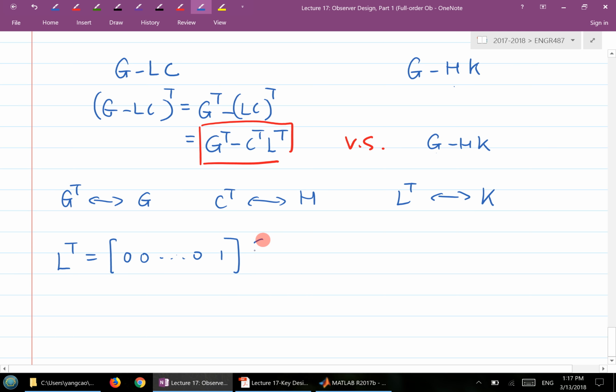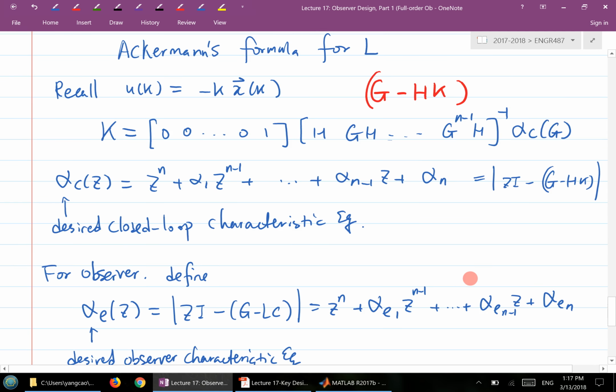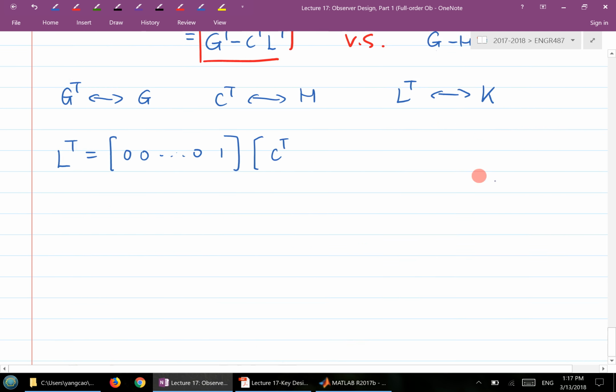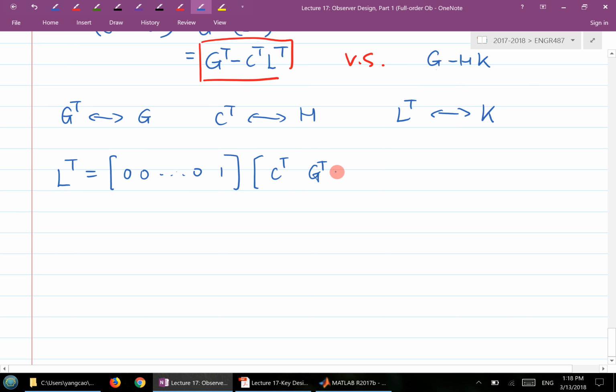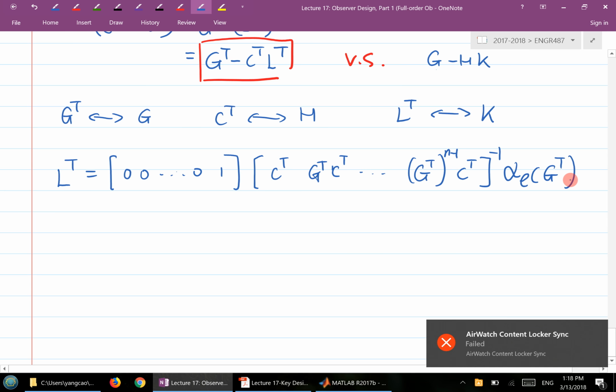So no change over here. And H, you replace with C transpose. And G, you replace with G transpose. The first here is H, so replace it with C transpose, up to G transpose to the power n minus 1, C transpose, inverse. Finally, alpha E is a function of G transpose. So that's the formula.